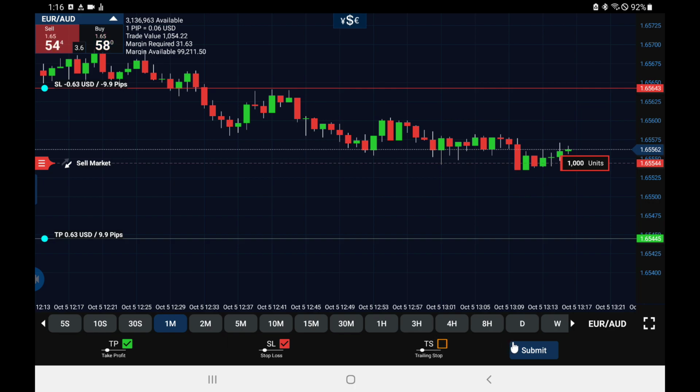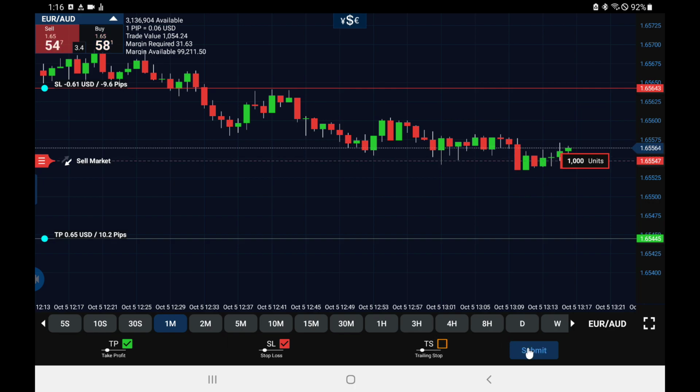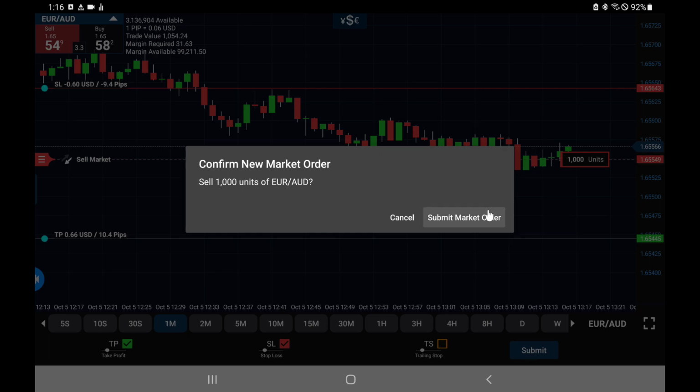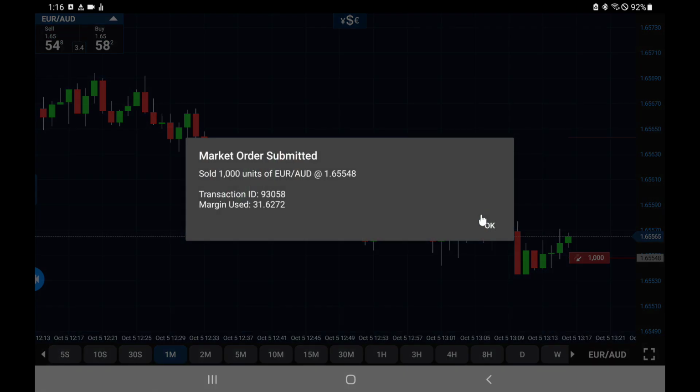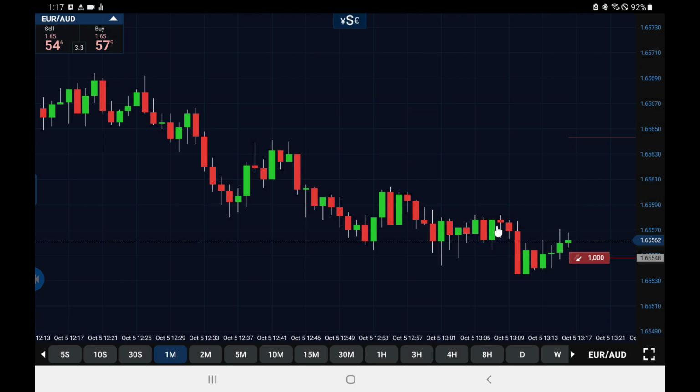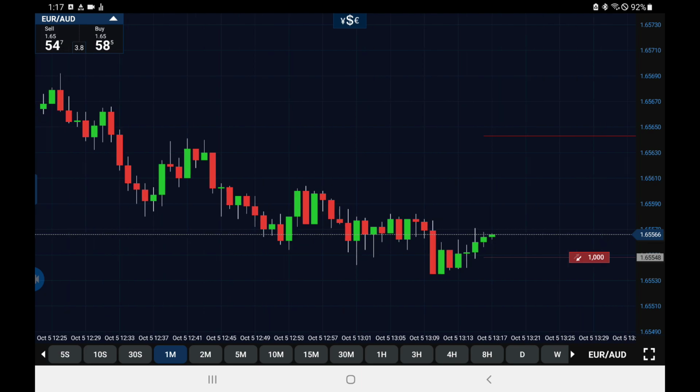And so now when we want to place the order, we simply click on submit. And we want to place a market order. And now we've been told we've placed a market order for 1,000 units at 1.655 for the price, and that we've used $31 of our margin. So now, that's it. We have a trade. Now we just wait for this trade to happen. It will either hit our stop loss up here, or it will hit our take profit someplace down here.